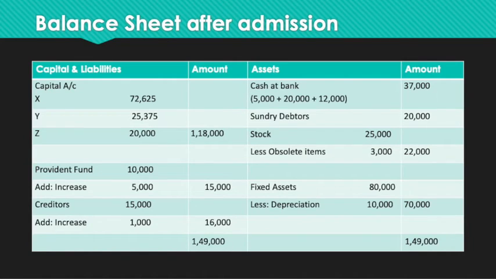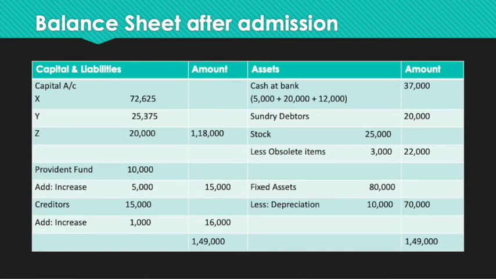Now let us go to the liability side, and we'll start with the capitals of the 3 partners X, Y and Z, which we have got by the preparation of the capital account. So the capital of X is 72,625, the capital of Y is 25,375 and the capital of Z is 20,000. So now if we add these 3 figures, that is 72,625, 25,375 and 20,000, we get a value of 1,18,000.